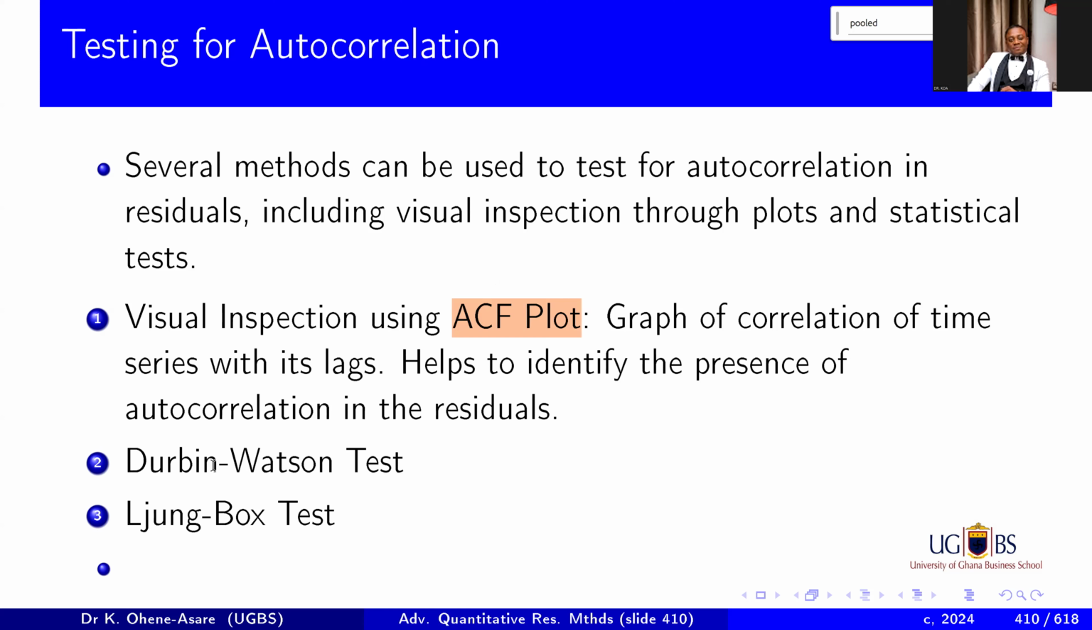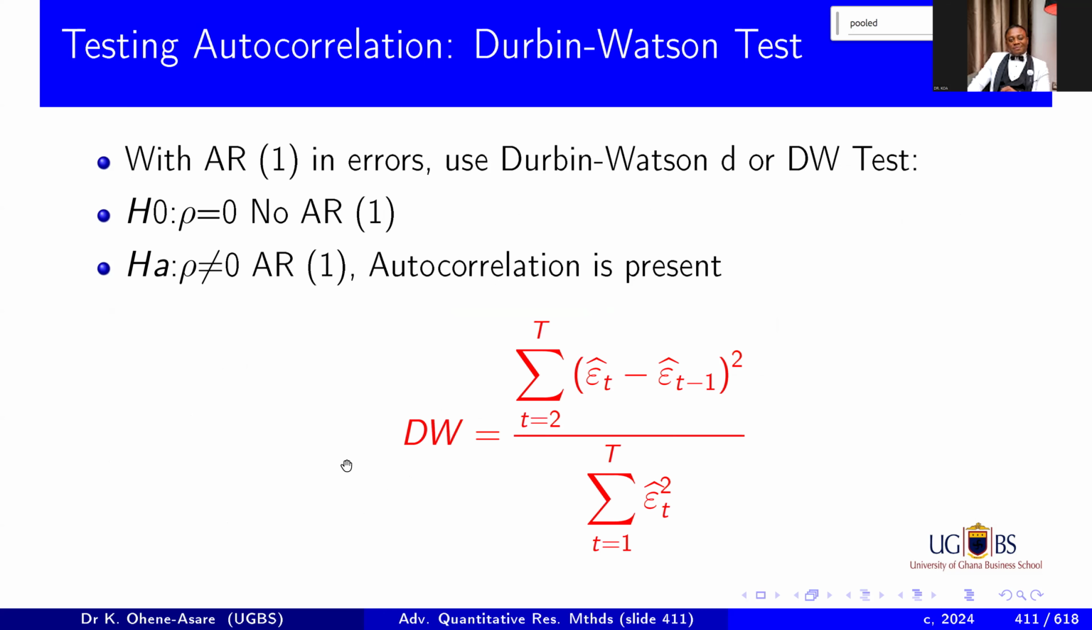That's it. The second approach is you can use the Durbin-Watson test. And the last approach, you can use a Ljung-Box test. So all of these will agree with each other, and then you can say that there is no autocorrelation or there is autocorrelation. All right, let's take the Durbin-Watson test, for example. How do you test?